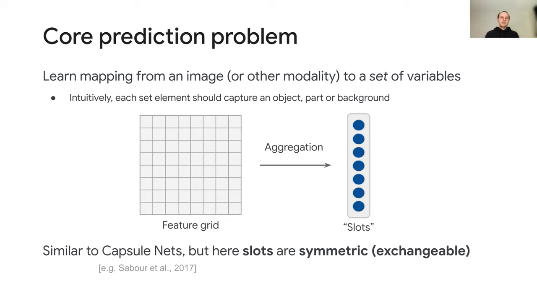By basically throwing away this class specificity, and saying, hey, everything is symmetric, exchangeable, and can universally store information about objects, you get nice properties out of it, like compositional generalization.